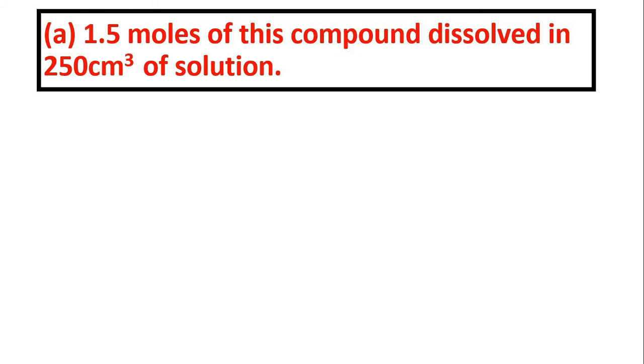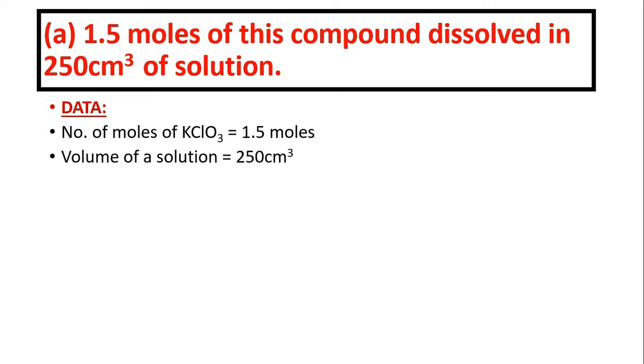1.5 moles of this compound dissolved in 250 cm³ of solution. Number of moles of potassium chlorate is equal to 1.5 moles. Volume of the solution is 250 cm³. But we require the volume in dm³, so we will convert it into dm³. 250 divided by 1000, we get 0.25 dm³ of solution.